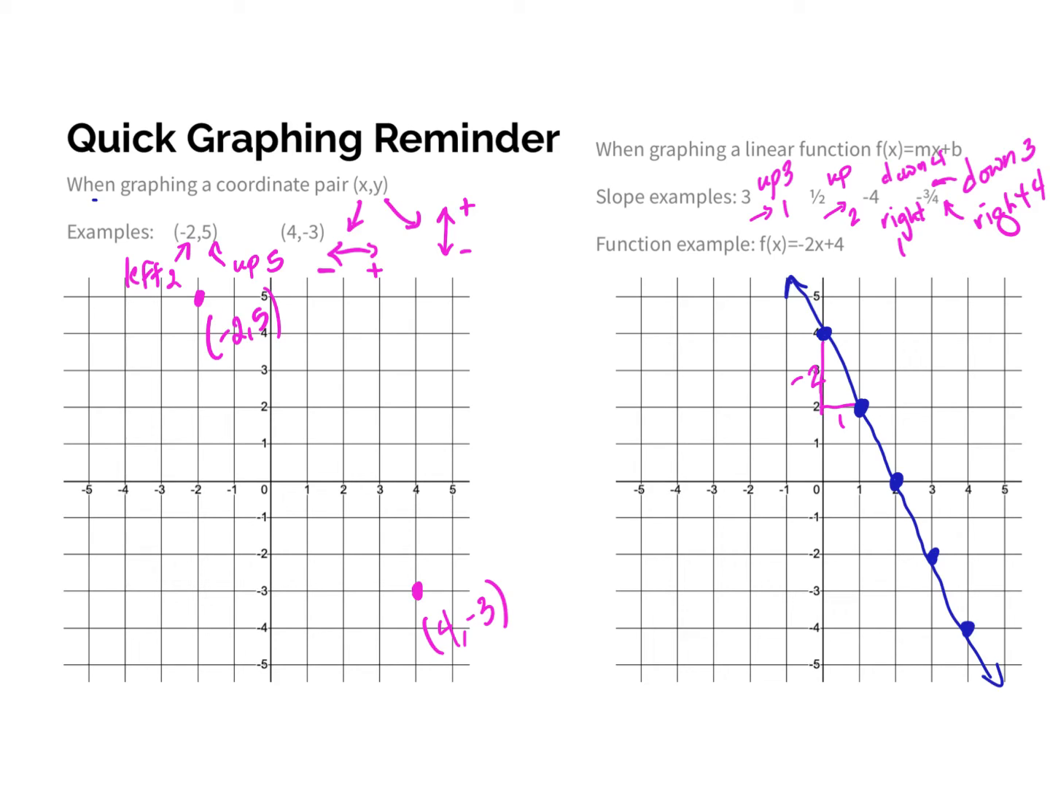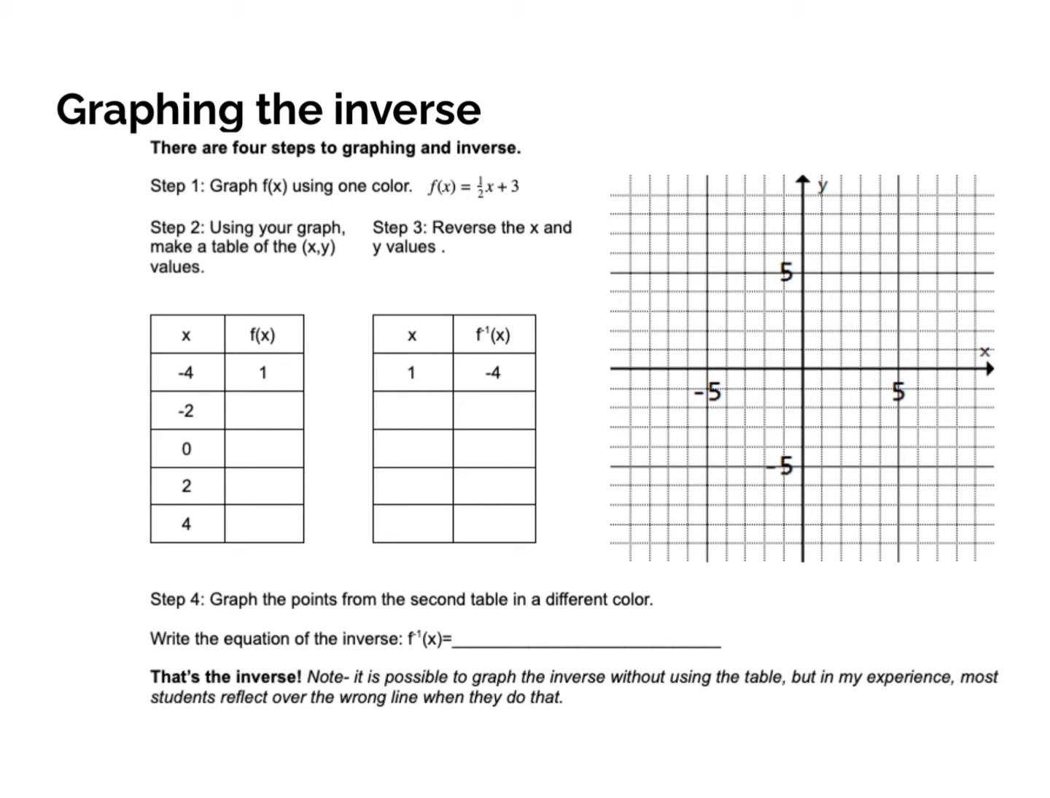I'm going to make a different video for graphing the inverses. Okay, so to graph an inverse, I'm going to use one color, so I'm going to use pink to graph my original. So this is f of x equals 1/2 x plus 3. So my y-intercept is 3. I'm going to put my first point at +3.